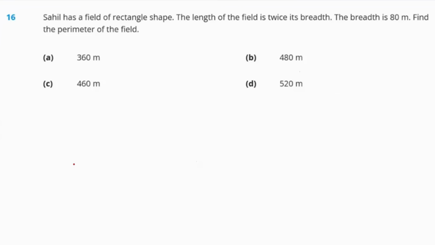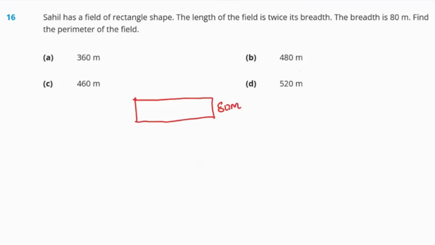Sahil has a field of rectangle shape. The length of the field is twice its breadth and the breadth is 80 meter. Find the perimeter of the field. So here Sahil has a rectangle shaped field. The length of the field is twice its breadth, and the breadth is given as 80 meter.